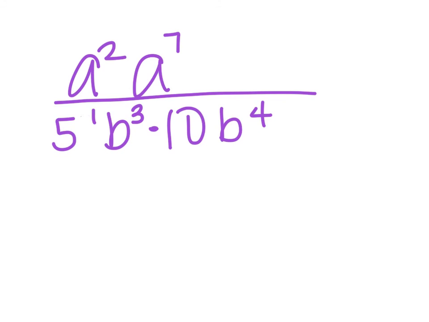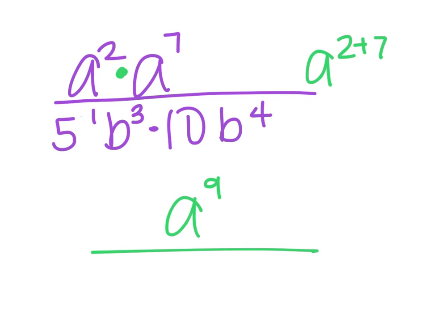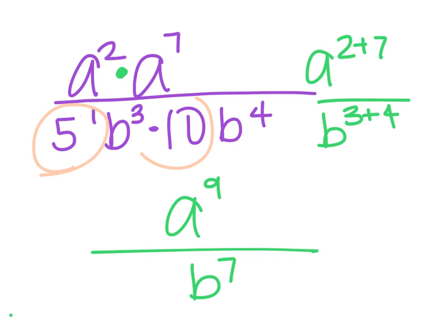Now I can simplify this. Since both my a's are on the top, that means they're being multiplied. When I multiply, that means I add my exponent, so it would be 2 plus 7, which is going to be a to the 9th on top. In the denominator, I have my b's, b to the 3rd and b to the 4th. Since they're both in the denominator, they're being multiplied, so I can add my exponents. So 3 plus 4 is going to give me b to the 7th. With my coefficients, my 5 to the 1st and my 10, because they're not exponents, I need to go ahead and multiply those. And 5 times 10 is going to give me 50. So this would be my final answer.